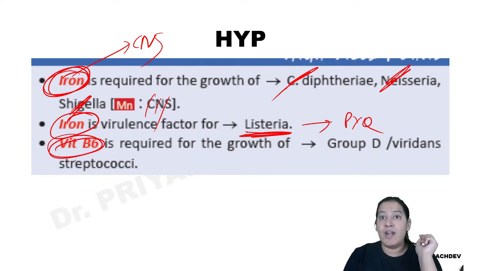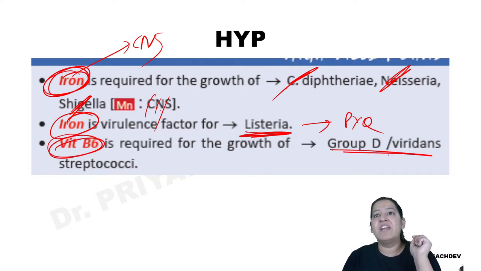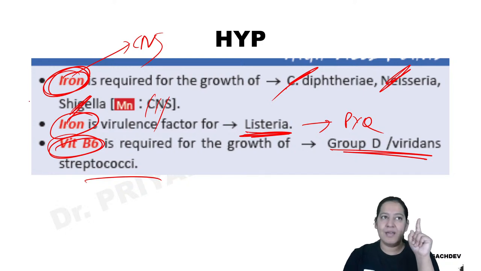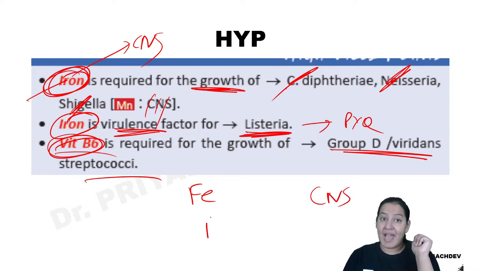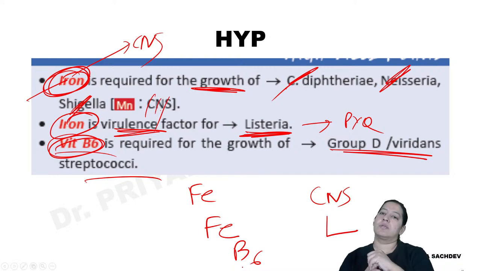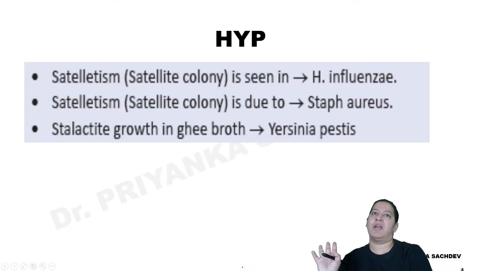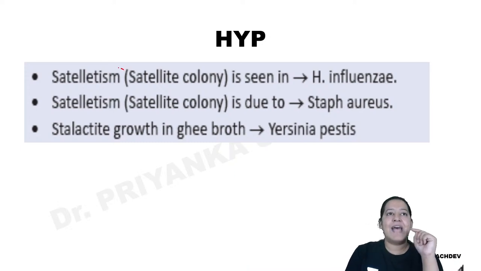Vitamin B6, pyridoxin kisko lagta hai? Group D viridans streptococcus. So learn, iron growth ke liye kisko lagta hai? Iron virulence ke liye kisko lagta hai? Aur vitamin B6 kisko lagta hai? So iron for growth, it is CNS. Iron for virulence, it is listeria. And vitamin B6 is group D streptococcus. So learn it. Ye teeno pe question aa sakta hai.